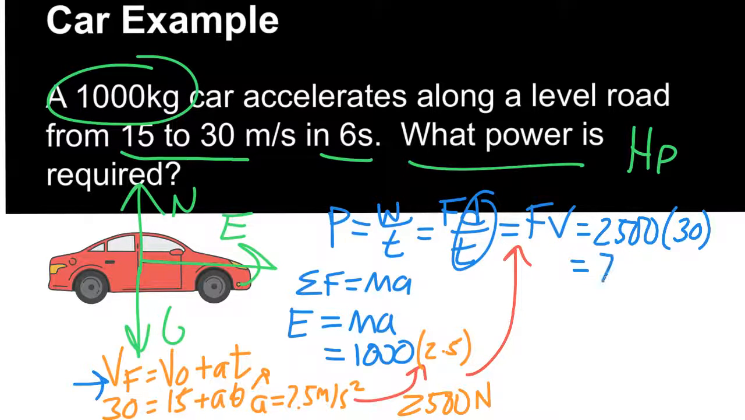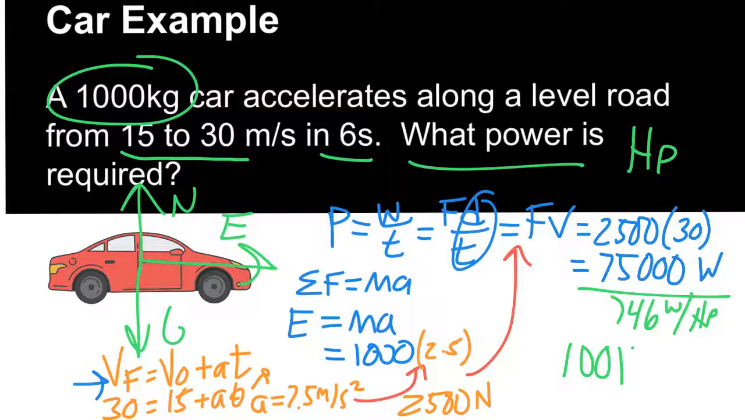25 times 3 is 75. And then I have 3 zeros. Remember, that is watts. So I need to divide by 746 watts per horsepower. And that leaves me at just about 100 horsepower to make it through that acceleration.